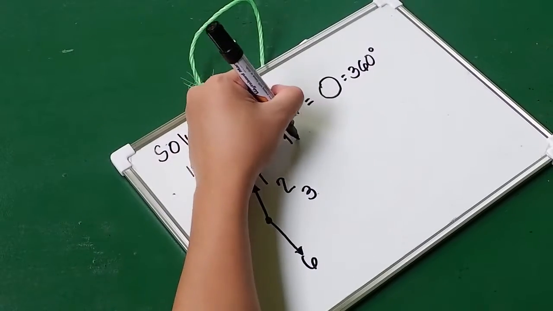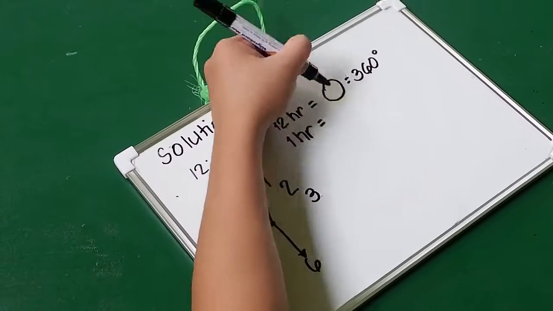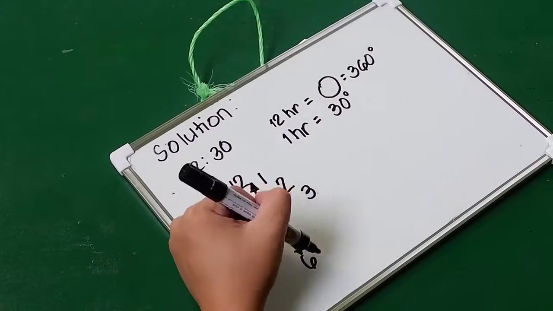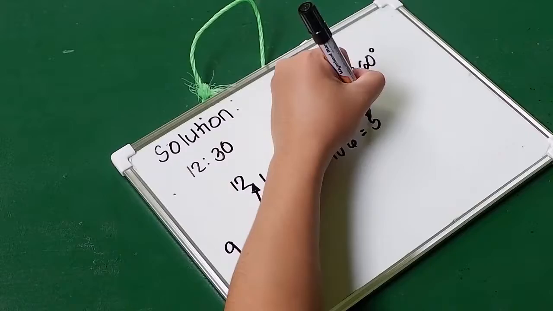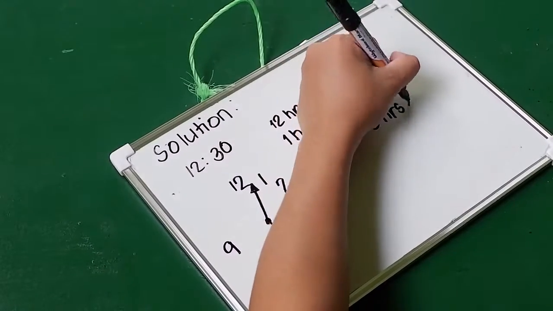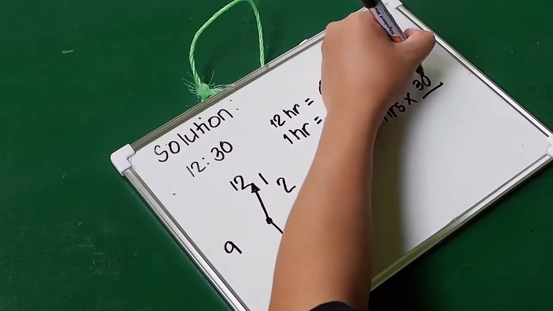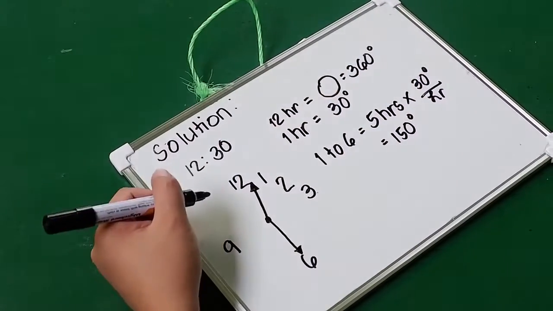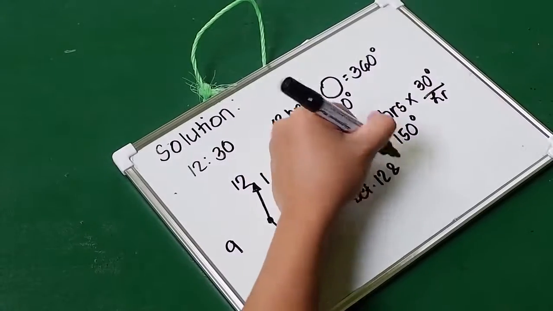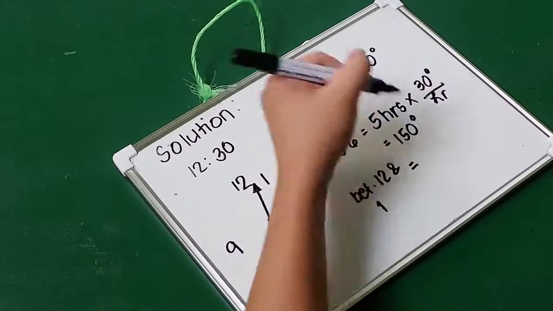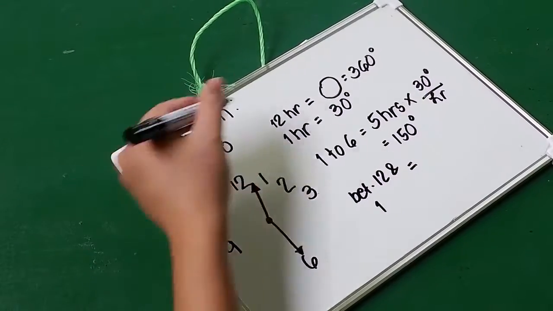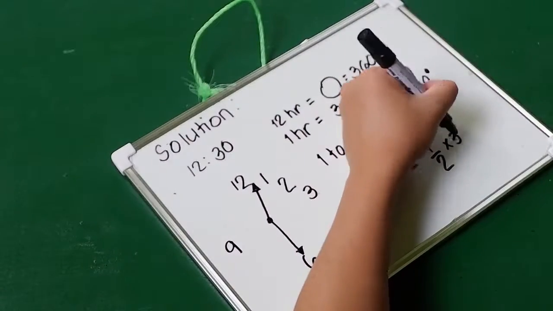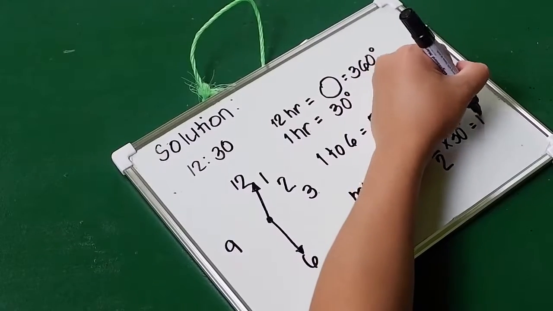So we can say that in 1 hour there is 30 degrees. From 1 to 6, we have 5 hours, and in 1 hour we have 30 degrees, so we have 150 degrees for 5 hours. And between 12 and 1, since we said it's in the middle, we can say 0.5 or 1/2 of 30 degrees, which is 15 degrees.